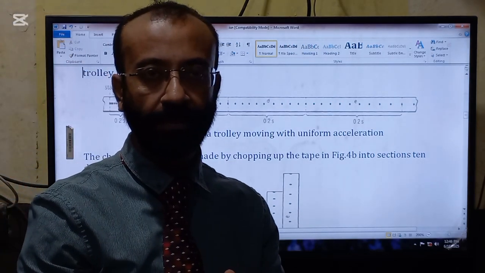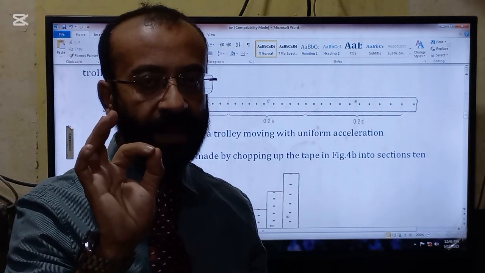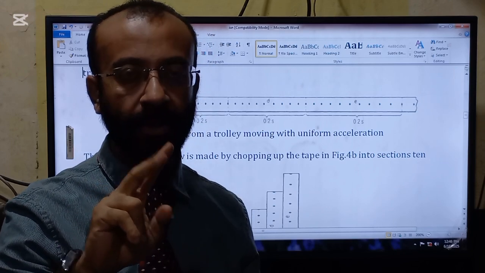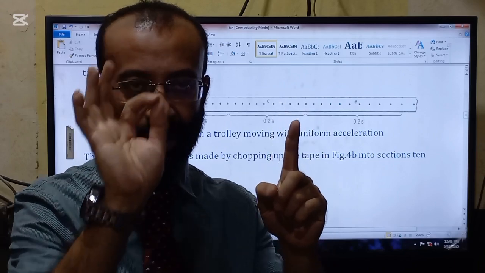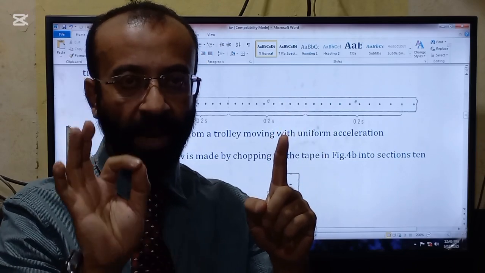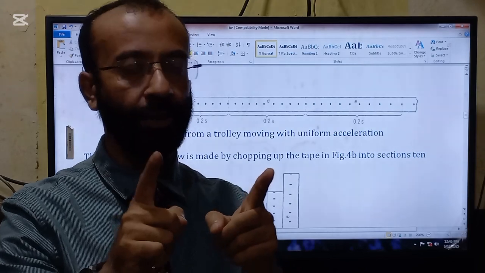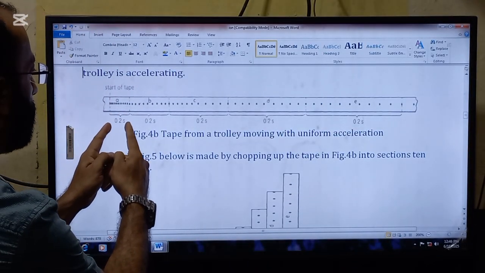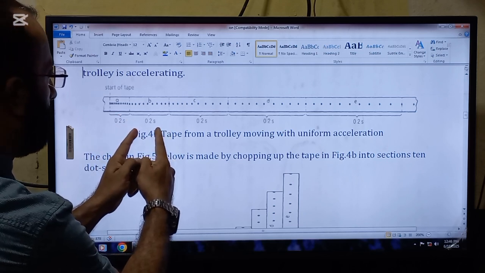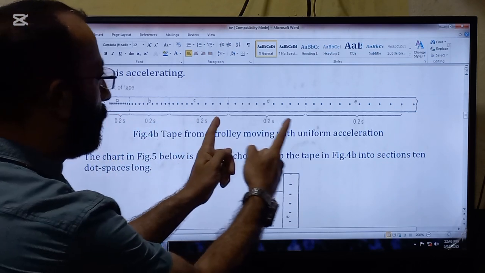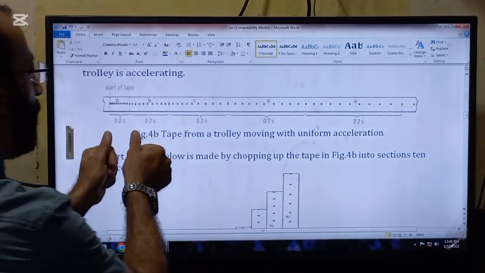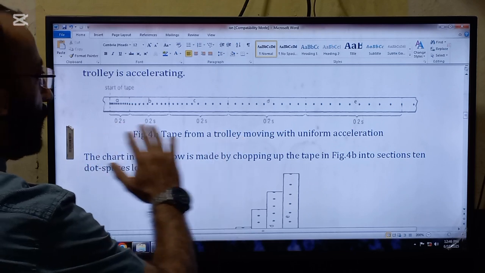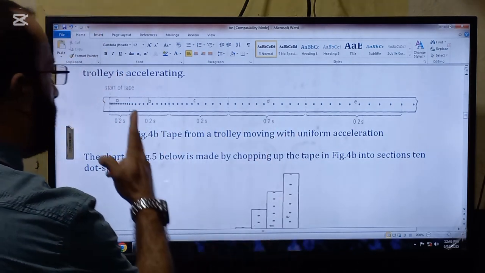Look now, 1/50th of a second is required for the distance between 2 dots. So for 10 dots, 10 by 50, which is 0.2. So for 10 dots, the time will be 0.2 seconds. For the next 10 dots, the time will also be 0.2 seconds. For the next 10, and the next 10, the time will be the same. So a person has cut the tape which is produced in 1 second into 5 parts.